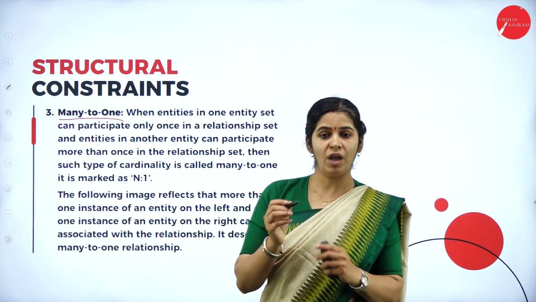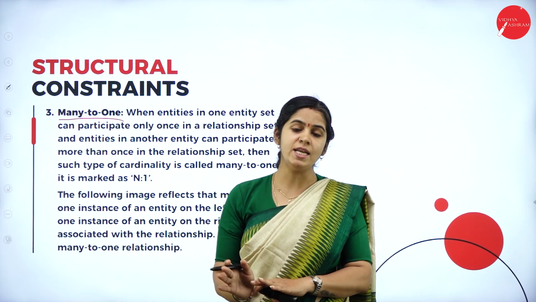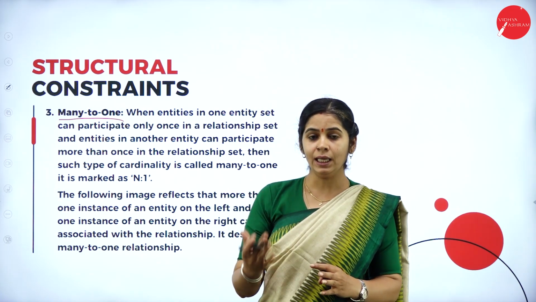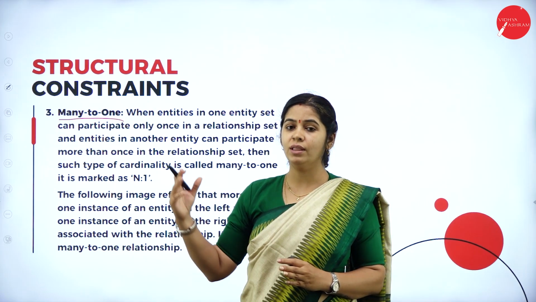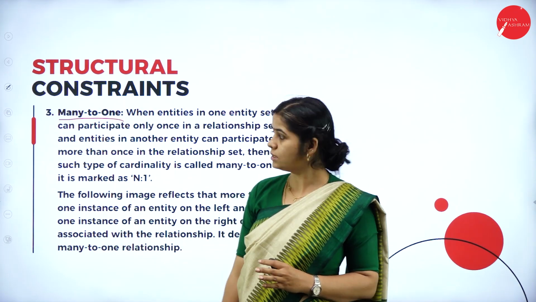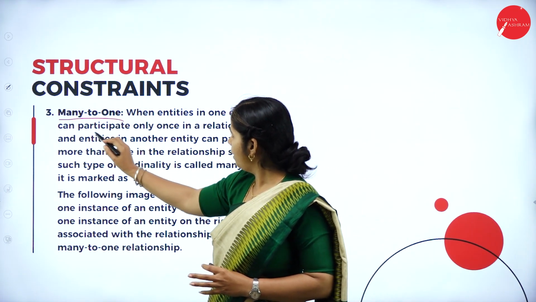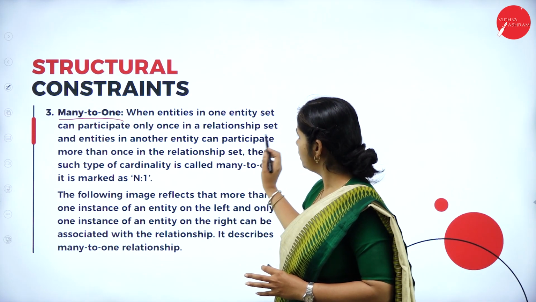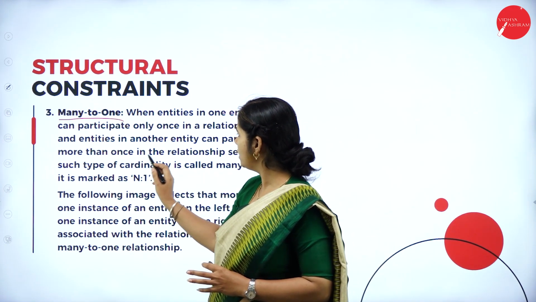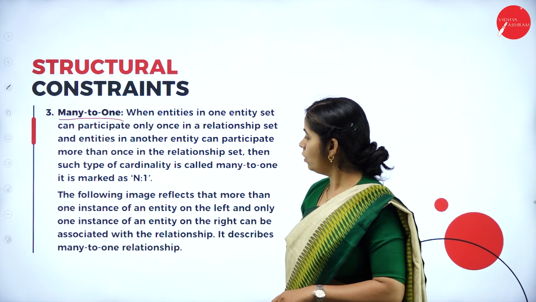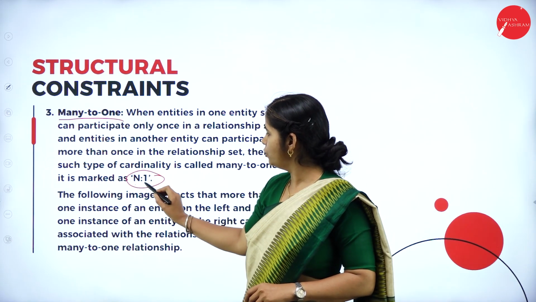Many to 1. We have done 1 to many; now the opposite, many to 1. Many entities are participating with one entity of another set. Here one entity set can participate only once in the relationship set, and the entities in the other set can participate more than once in the relationship set. That is represented as n to 1, that is many to 1.